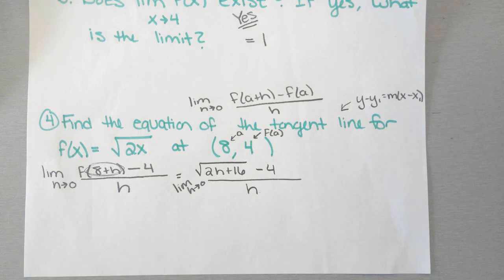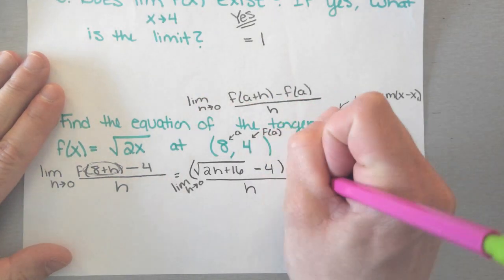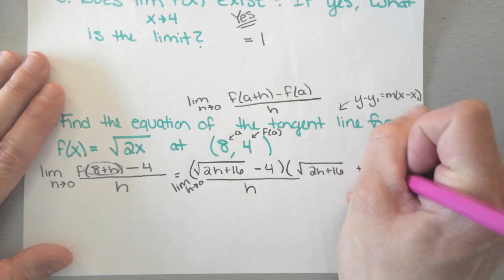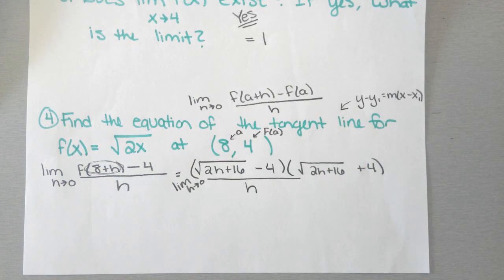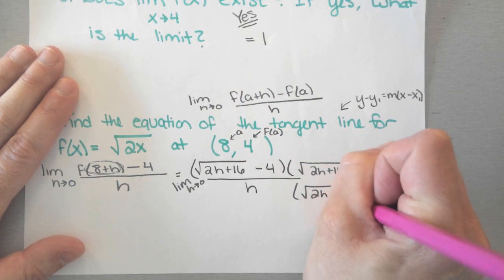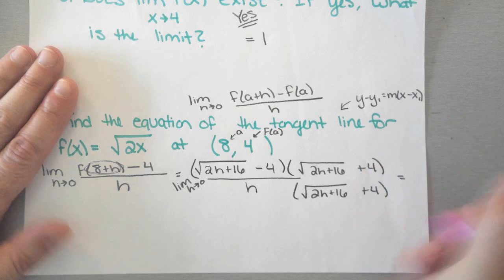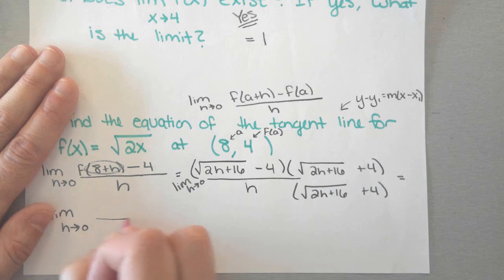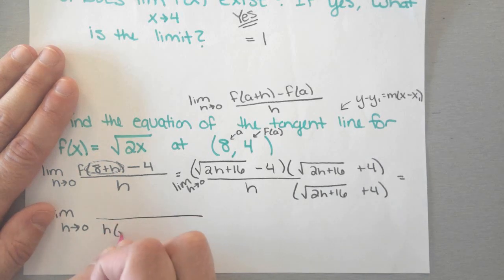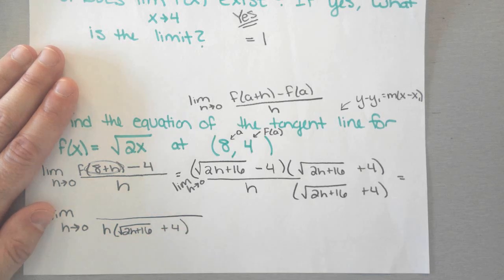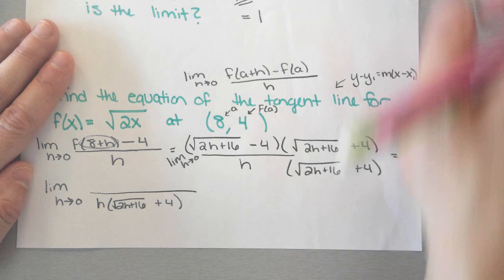What strategy am I going to want to use here? Rationalize the numerator. So I'm going to multiply top and bottom by the square root of 2h plus 16 plus 4. Remember that it doesn't help us to multiply out the denominator. So I'm going to leave the denominator as it stands. Okay, so the denominator stays put.